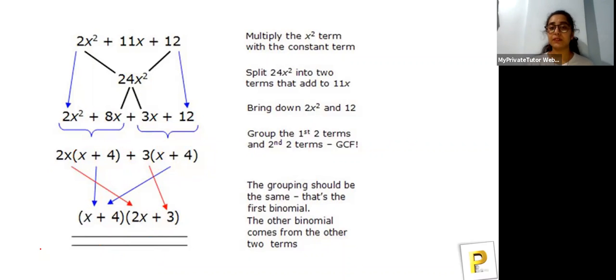I hope you're clear with this part. First, what you have to do is multiply a and c. Second thing is whatever answer you get, split it in such a way that you get two terms which multiply to that term and which add to the middle term.